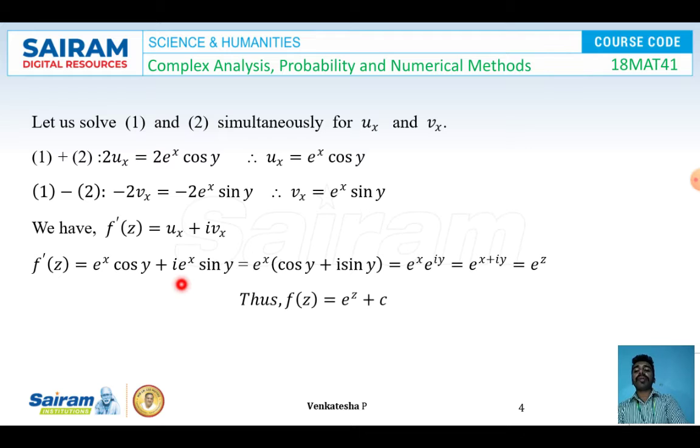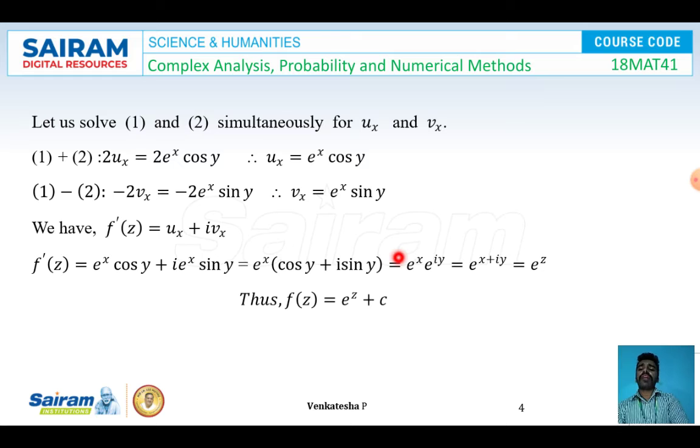I can take e power x as a common factor. I'll be having cos y plus i sin y. It gives e power x into e power iy. So it will become e power x plus iy, which is equal to e power z. So I got f dash of z is equal to e power z. On integrating f dash of z, I got f of z is equal to e power z plus c.